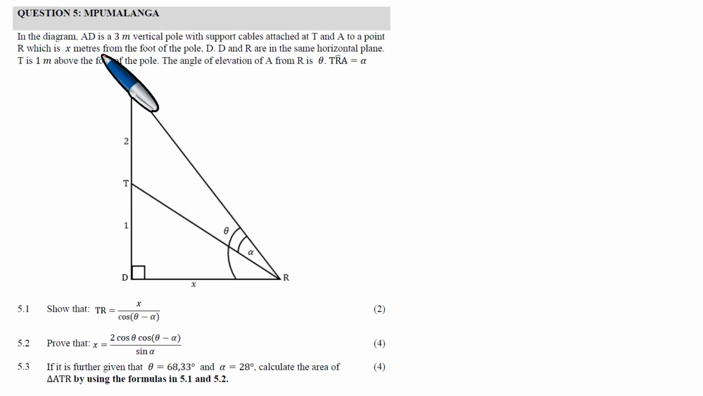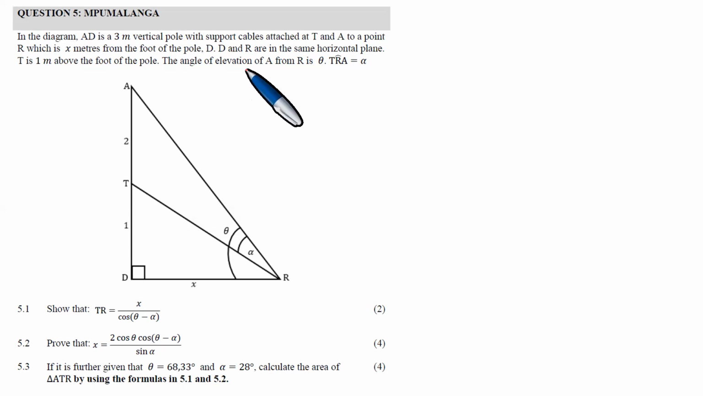Right, in the diagram we have that AD is 3 meters. It's a 3-meter vertical pole with support cables attached at T and A to a point R, which is X meters from the foot of the pole, D. D is the foot of the pole, and D and R are both in the same horizontal plane. Now, T is 1 meter above the foot of the pole.